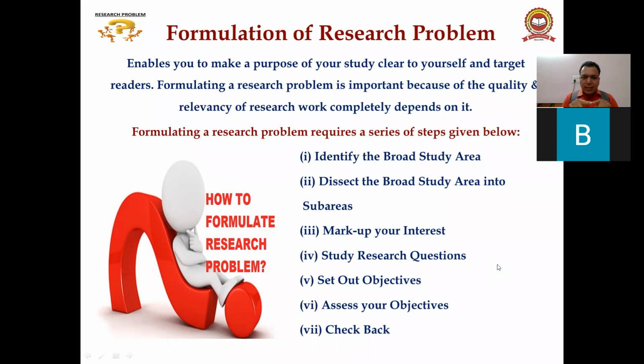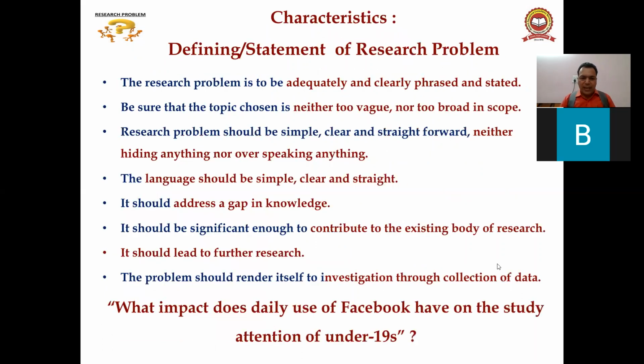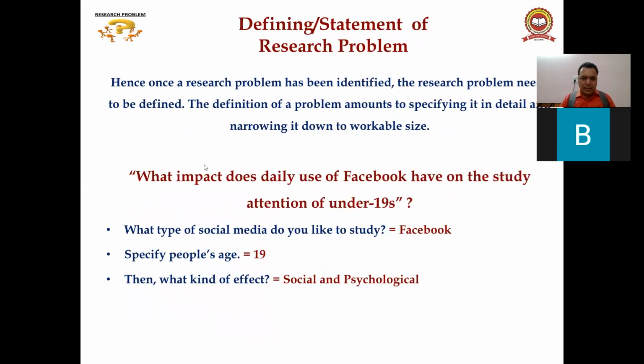Now your topic has come, and according to the topic you have to make 2 or 3 or 4 objectives, and you have to work on those objectives. I give you an example of the fifth point, set out objectives, by taking this research topic. Suppose my research topic is: what impact does daily use of Facebook have on the study attention of under 19s? This is my research topic. Now I have to frame research objectives, the fifth point of the formulation of research problem.